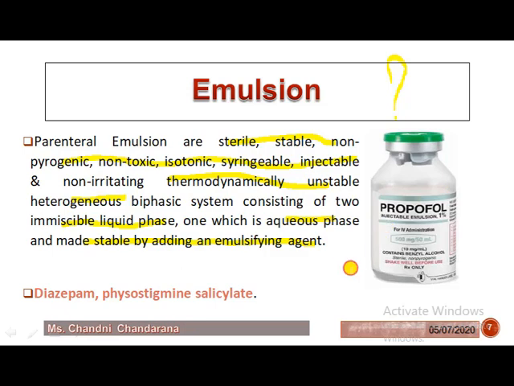You can see over here, this is a propofol emulsion 1%. Here the content is 500 milligram per 50 ml. So this type of emulsion is a marketed preparation. Now these are the examples: diazepam and physostigmine salicylate. Diazepam, when used as a parenteral emulsion, shows lower toxicity than the solution form, and for physostigmine salicylate, the emulsion is more stable than the solution form.